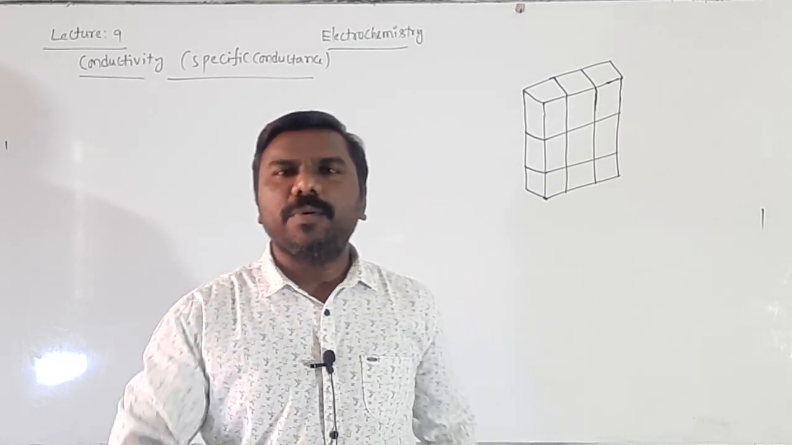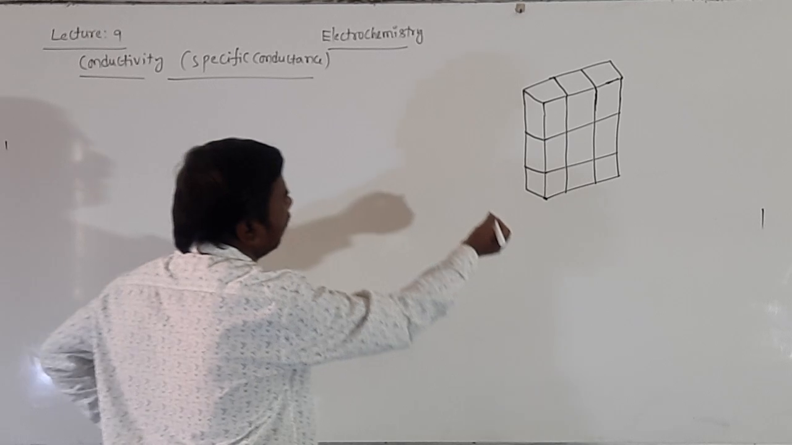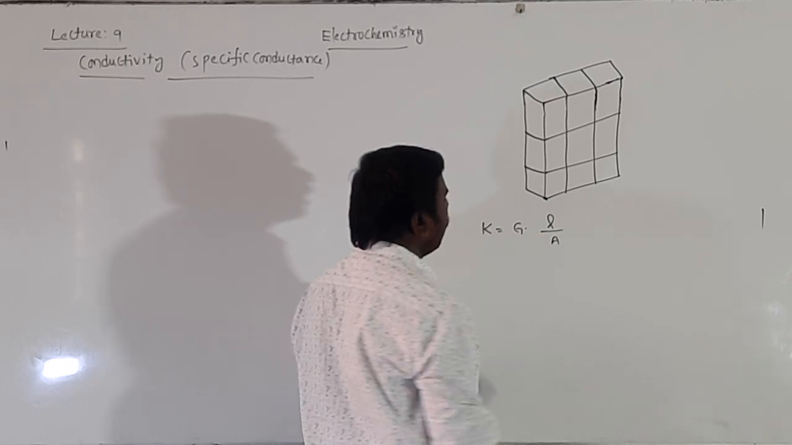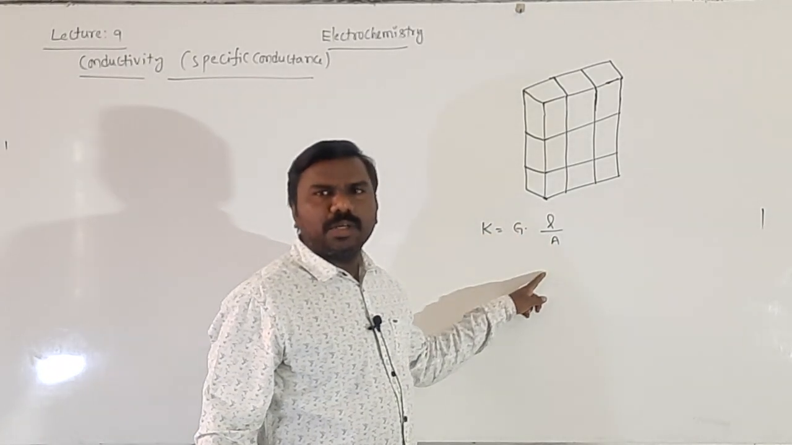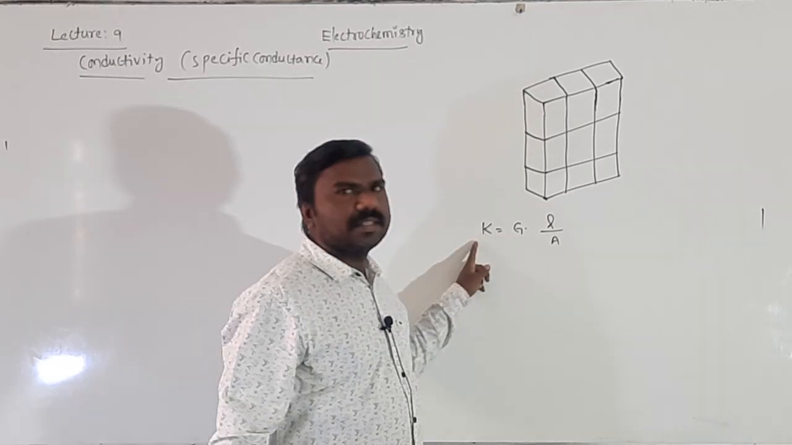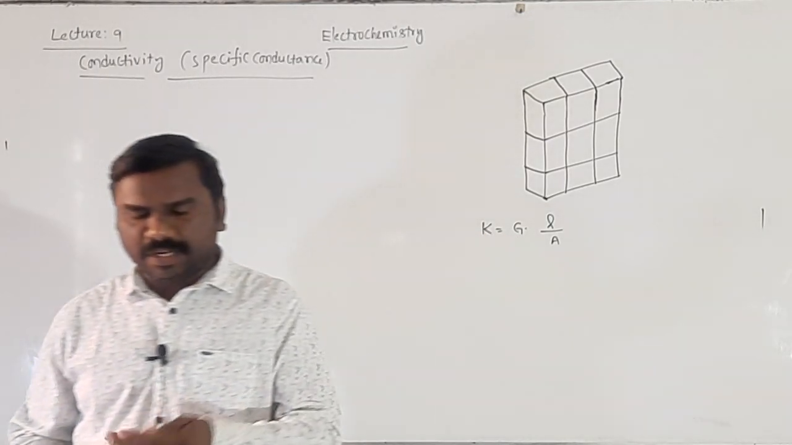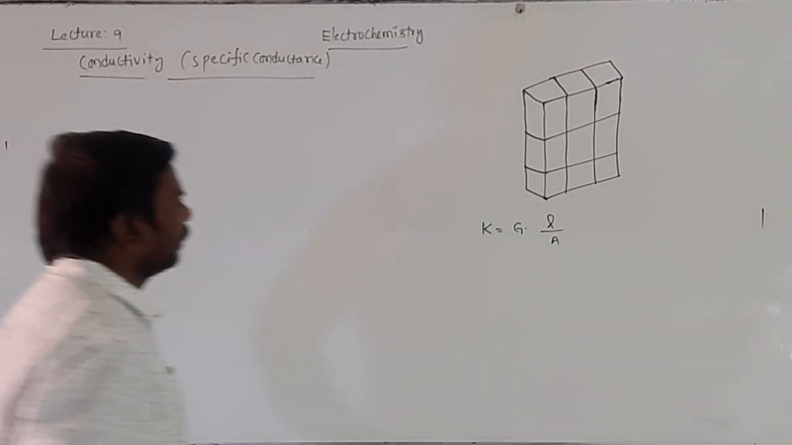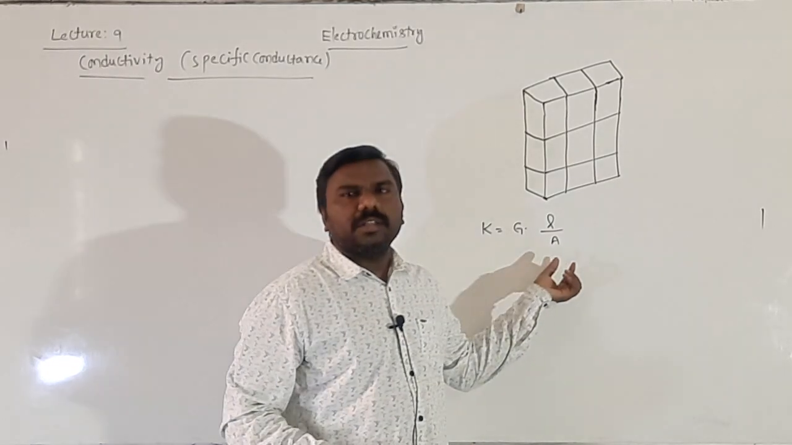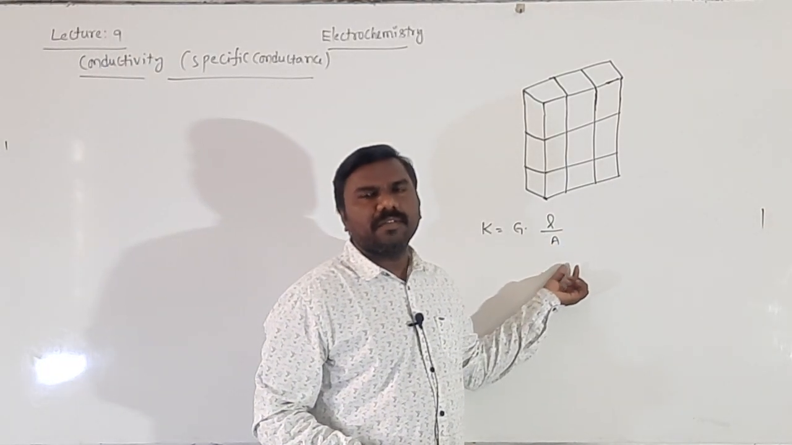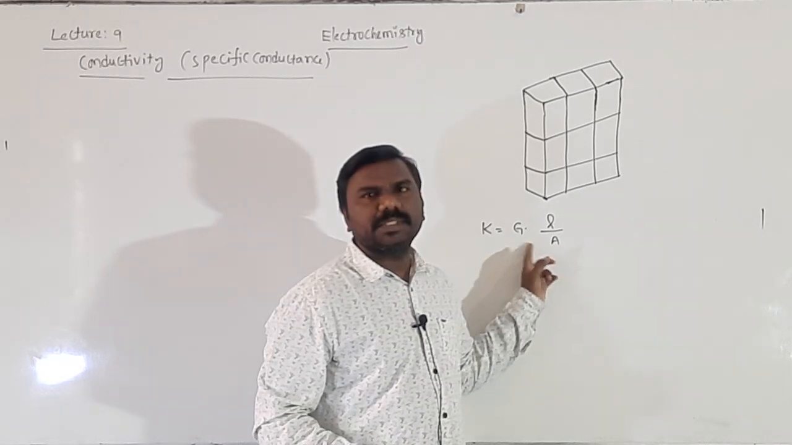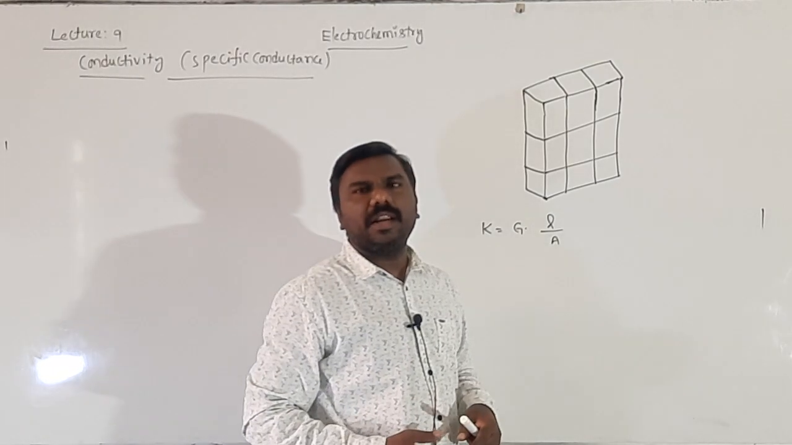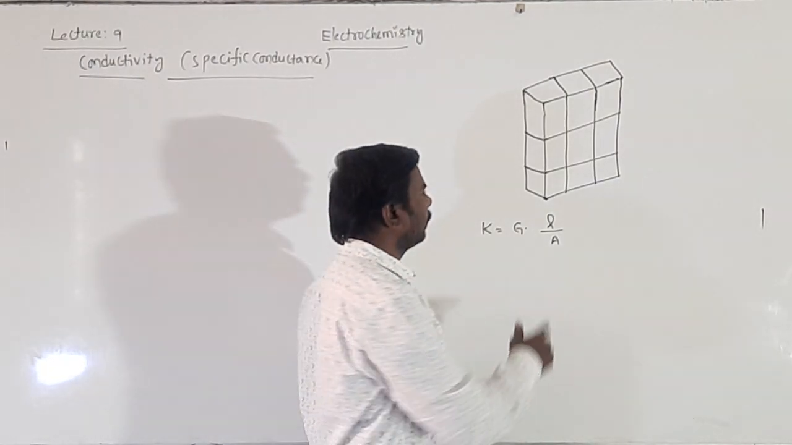If I take only one unit, you know the specific conductance formula, K equal to G into L by A. If L equals 1 and A is also equal to 1, then the conductance is equal to the specific conductance. It means the conductance of a material of unit length and unit area of cross section is called the specific conductance. Now, in a different way we can define this specific conductance.